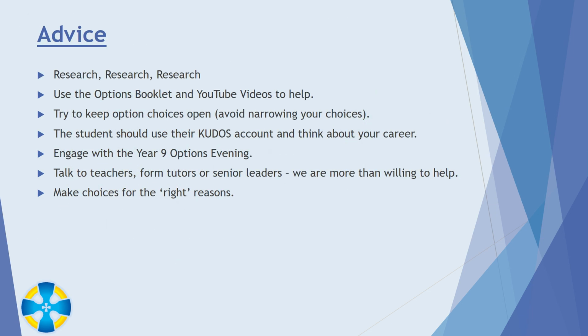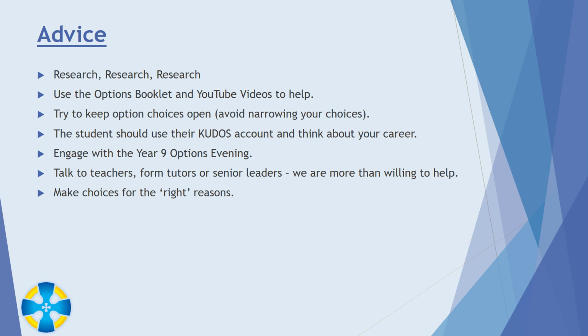And last but not least, it's just a bit of advice on how to choose the actual options. Research. Make sure you know exactly what's involved in each of the courses. Make sure you've perhaps looked at potential career paths, what it can lead to later on. Make sure you use the option booklet. The option booklet's got all of the course information in. It's got everything: how they're structured, what it includes, etc. And then there's a series of YouTube videos for every single subject, which you can access to make sure you know what's involved in each of the courses.